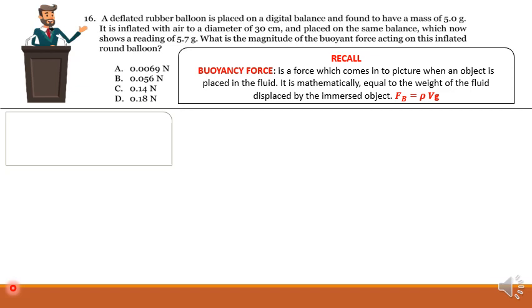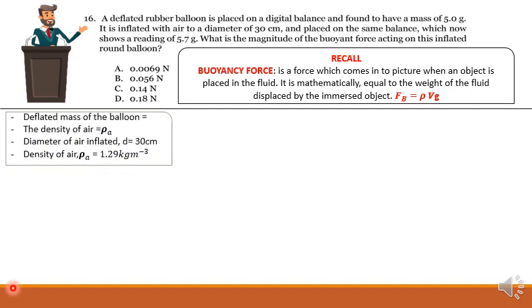Now let's recall what the buoyant force is. Buoyant force is a force which comes into the picture when an object is placed in a fluid. It is mathematically equal to the weight of the fluid displaced by the immersed object, and is given by rho v g, where rho is the density, v is the volume, and g is acceleration due to gravity. Now, according to the question, these are the givens, the data that have been given to us.